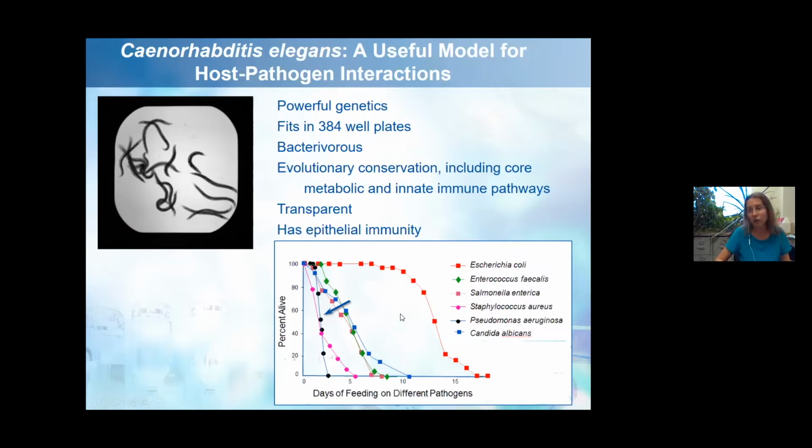However, if they feed on their normal food source, E. coli, then they live for over 2 weeks. So we can easily differentiate between worms on a healthy food and worms on a pathogenic food. The assays that are shown here were performed on agar, where individual worms are tracked over time. However, these assays are somewhat cumbersome.